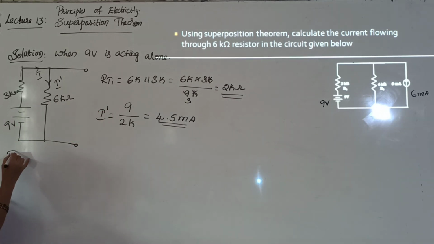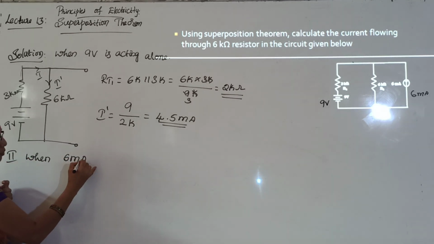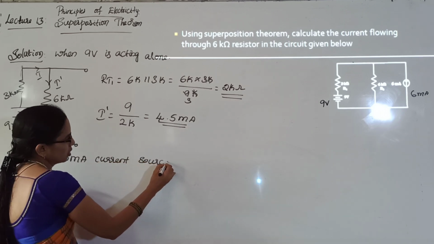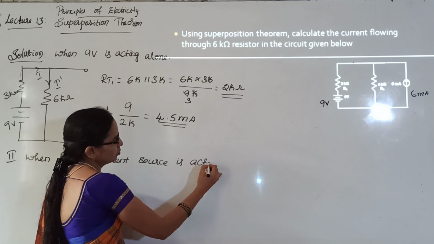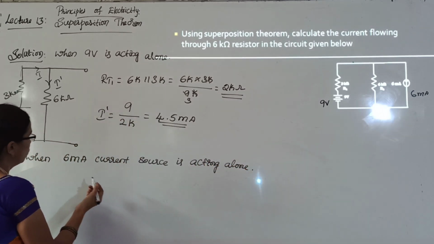In the second step, when 6 milliamperes current source is acting alone, what happens?